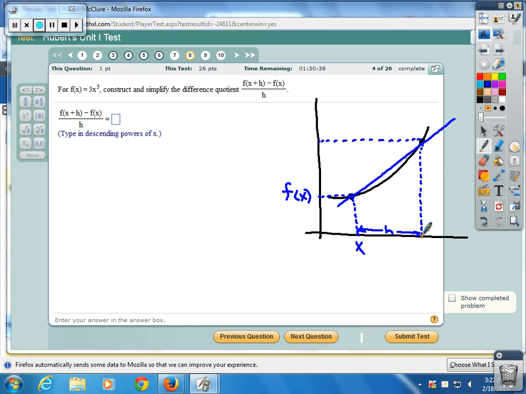So if I wanted to tell you what this coordinate right here was, what would I call it? X. And what would this coordinate be right here? The f of x plus h. F of x plus h.